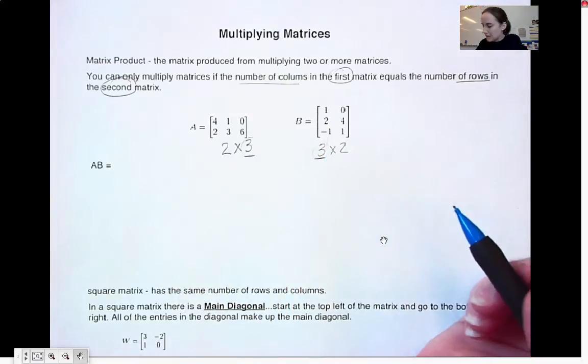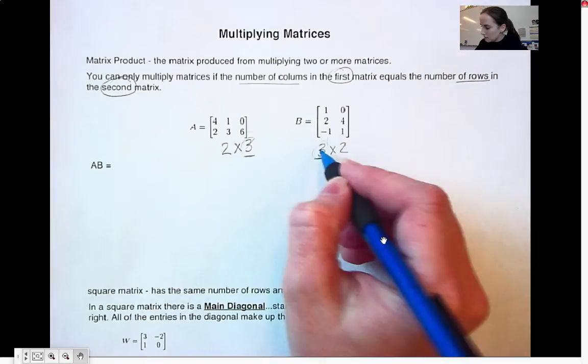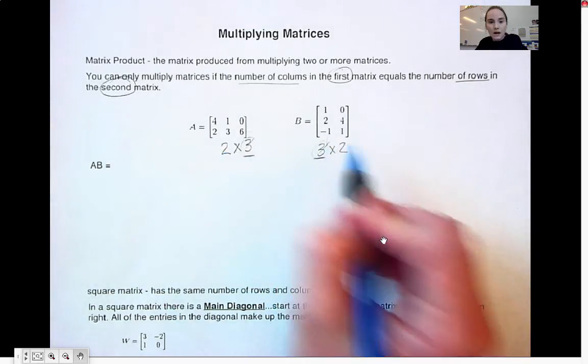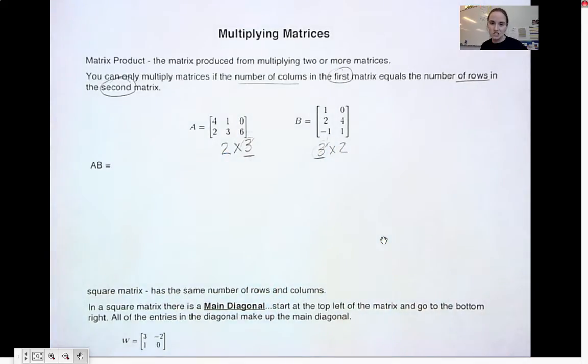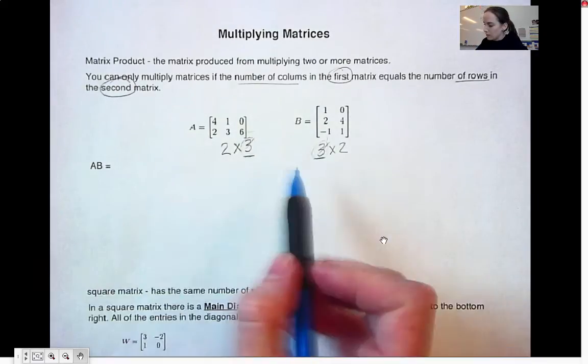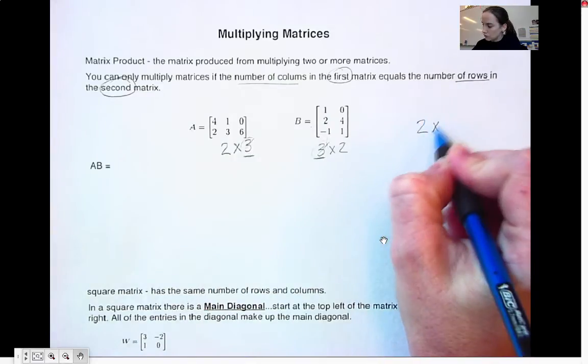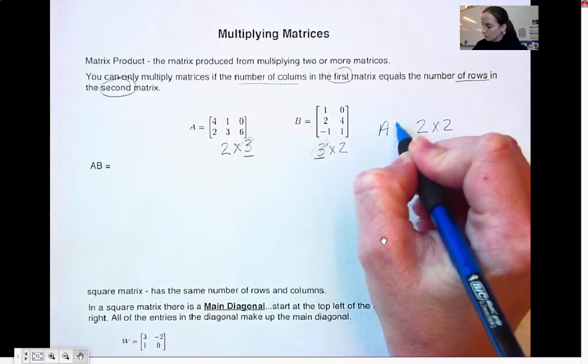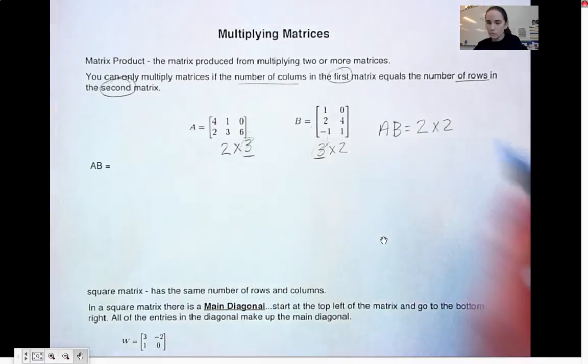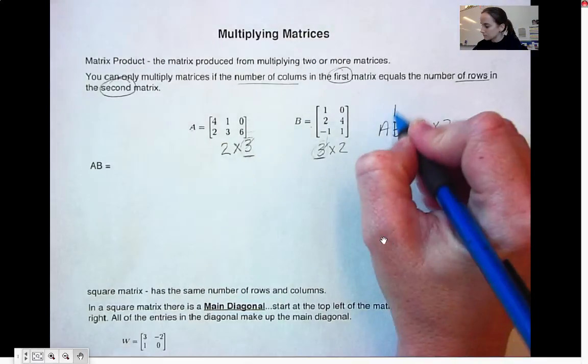Now if these match, the remaining values are going to be the dimensions of your matrix when you multiply. So if I multiply A times B together, I should get a 2 by 2 matrix for A times B. That would be the dimensions.